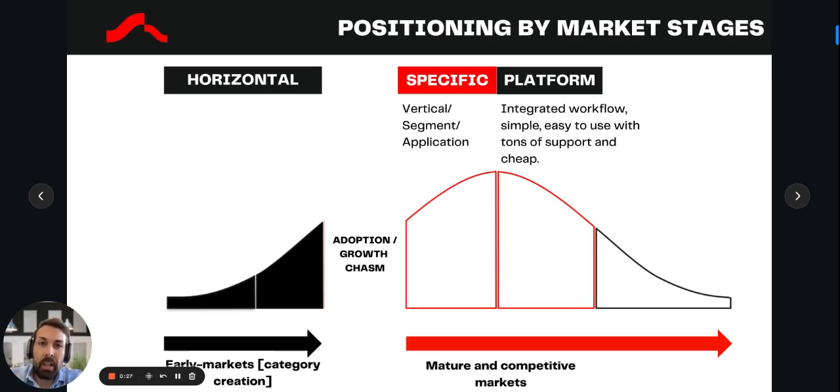So first we always start with the market stages and understand where you are in terms of positioning. What is your market context? Are you in an early market and creating a new category? Or are you in a mature and competitive market? That's the left side and that's the right side. And this is, as you know, the technology adoption life cycle. And in the middle, we may or may not have an adoption chasm.